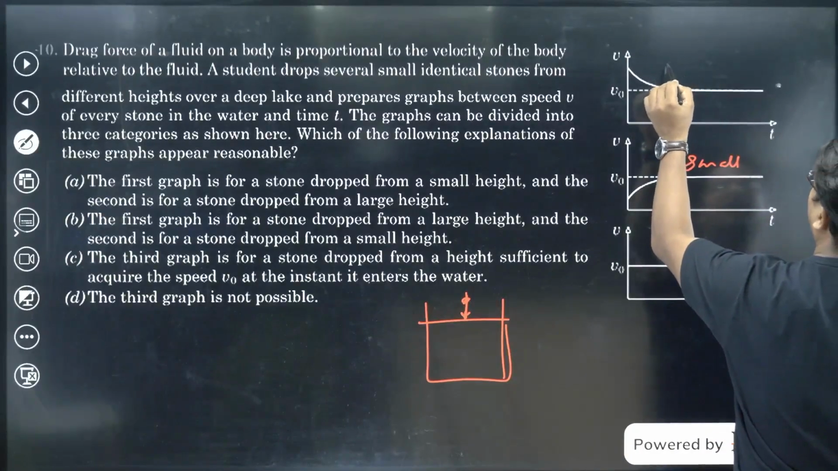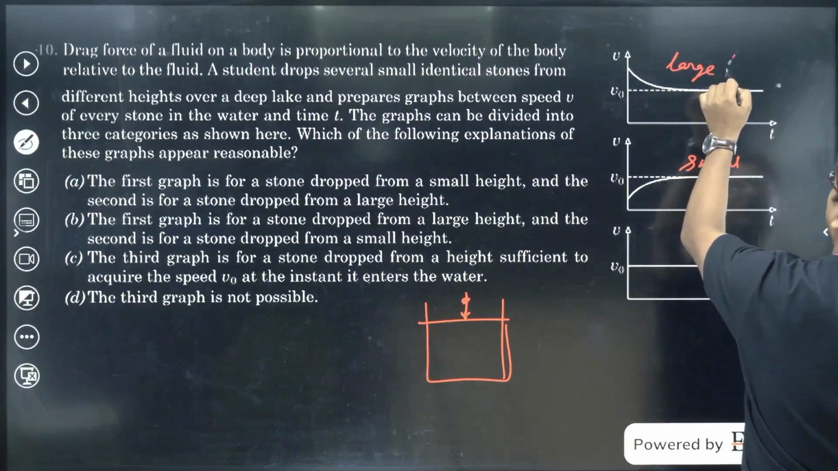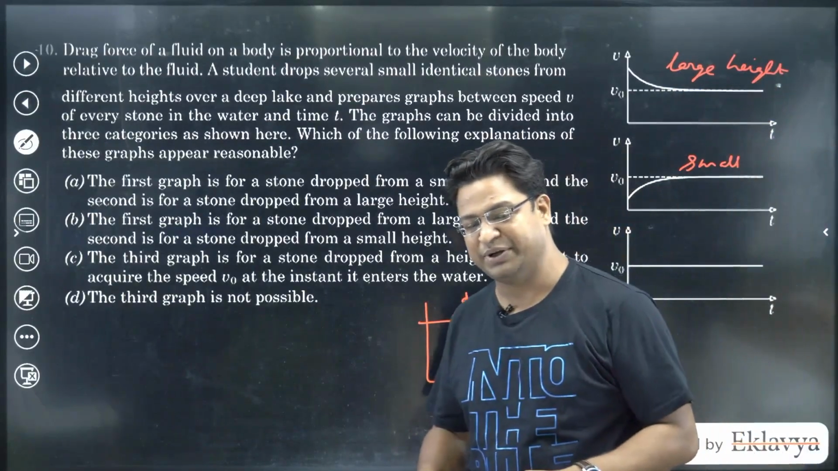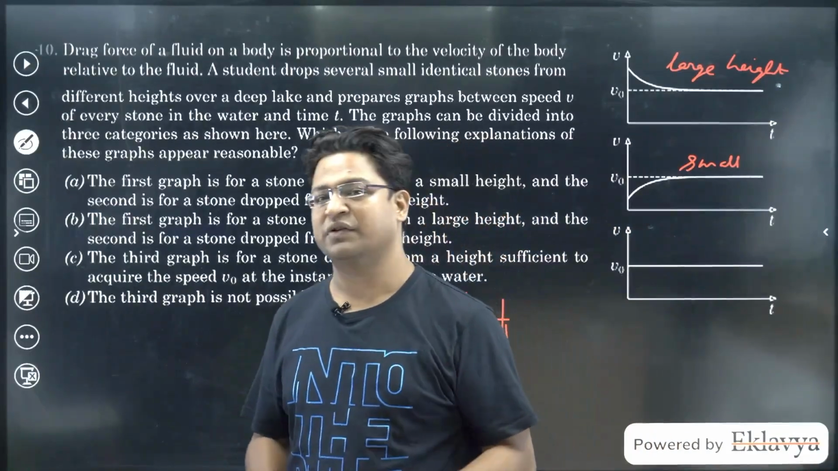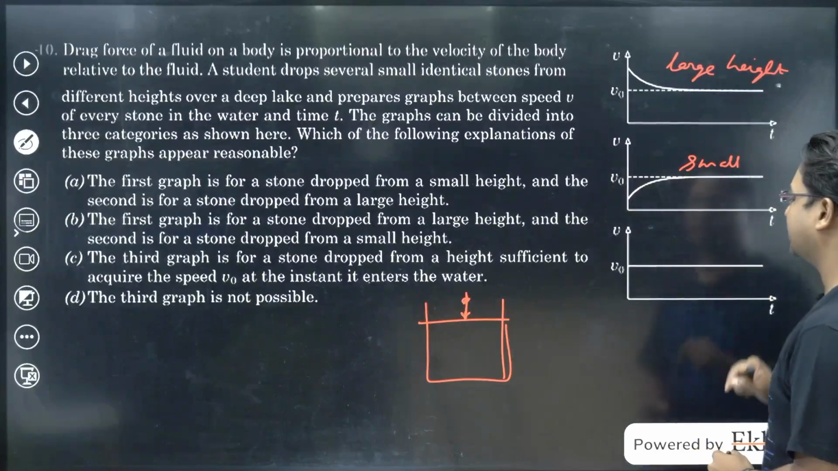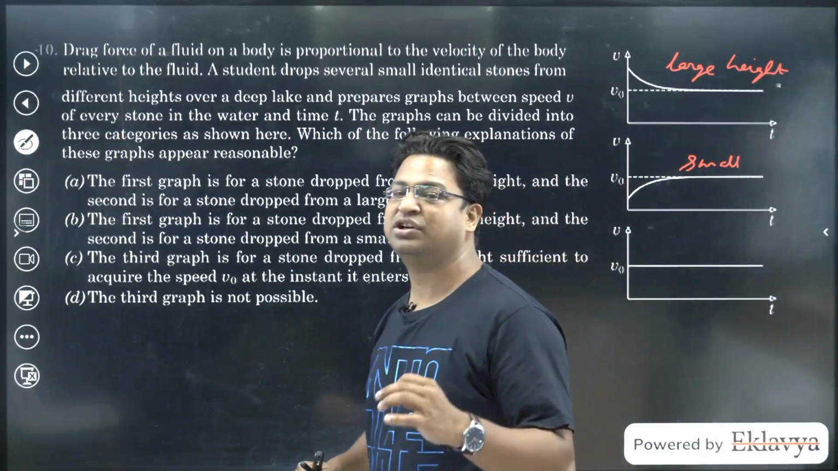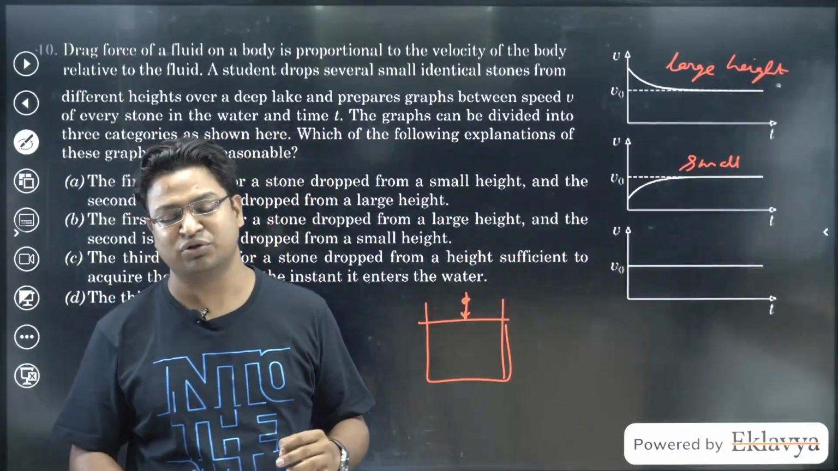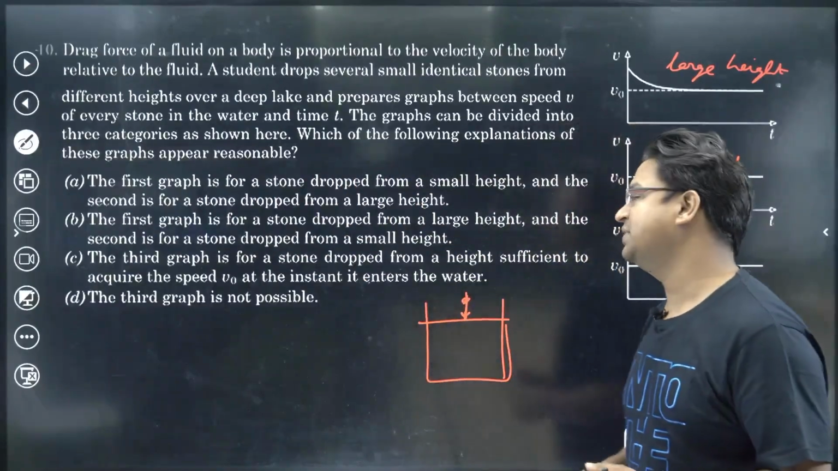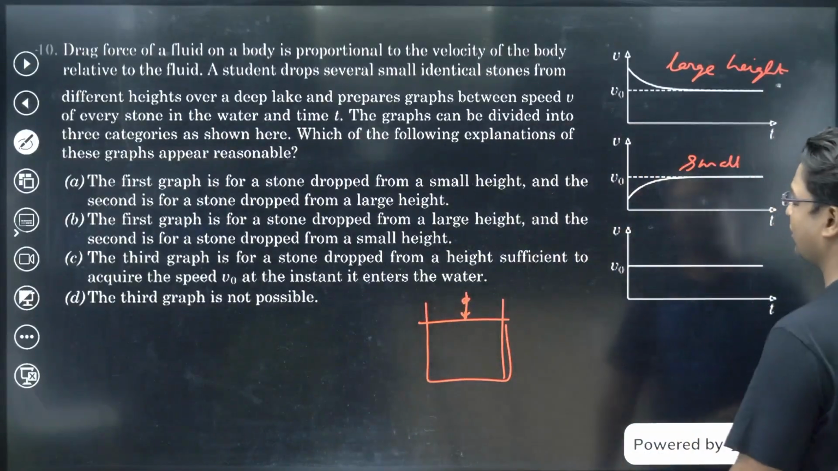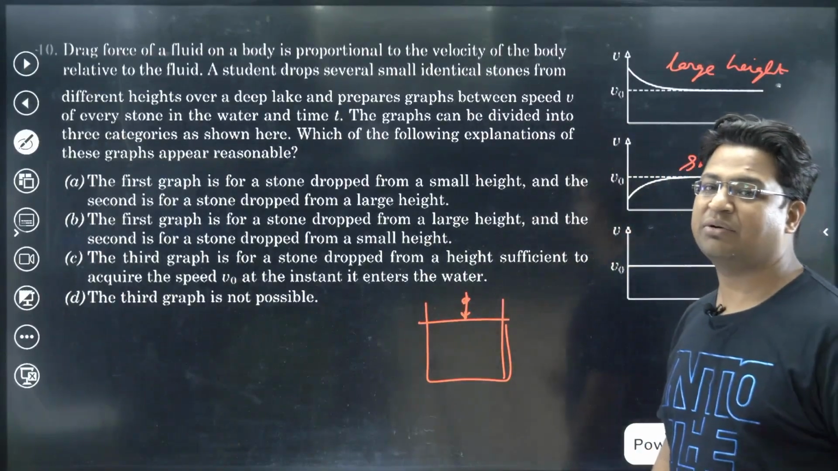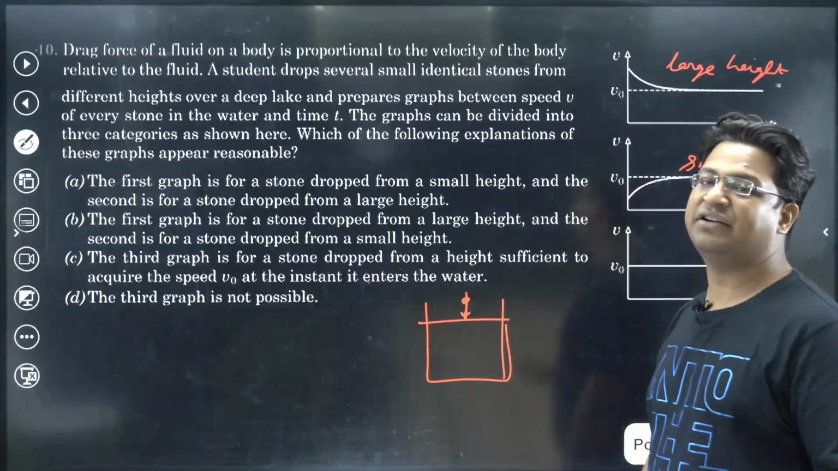This would be the graph for large height, because when it is falling from a large height, it would already be moving at a good speed, more than terminal velocity, when it enters the liquid, and therefore the speed will decrease. And this would be the case when it acquires just equal to the terminal velocity as it enters the liquid. So the moment it enters the liquid, forces are already balanced, so no change in speed is taking place. So this is the case when the height is just good enough so that the particle acquires the terminal speed as it enters the liquid.